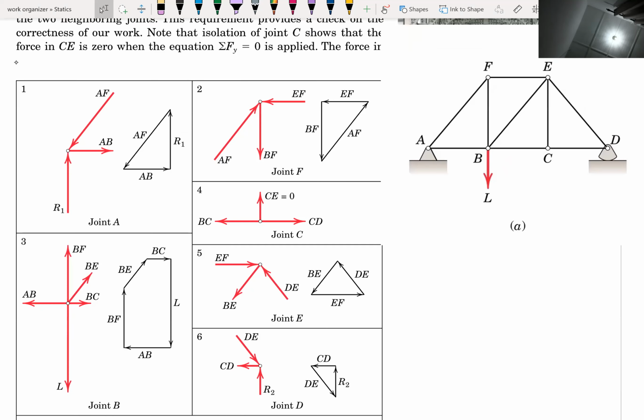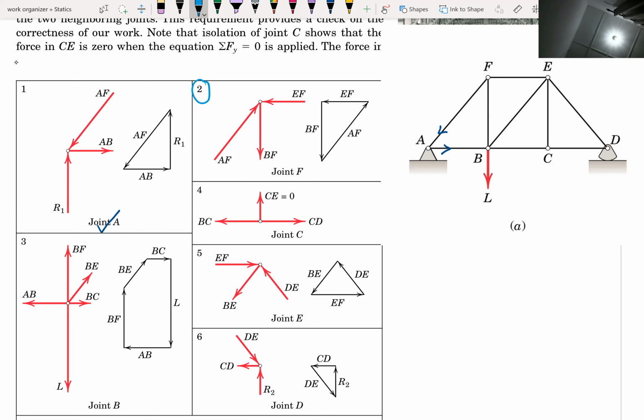First we analyzed joint A previously. We know that this one is going this way, and this one is going to the right. Next, A is done, and then we go for joint F. Joint F is the second one.